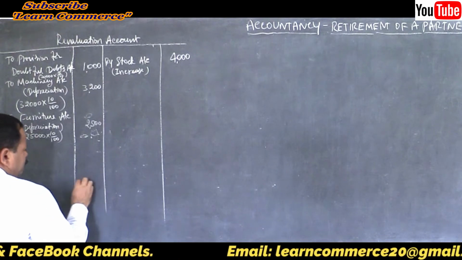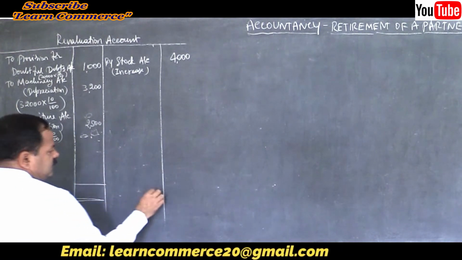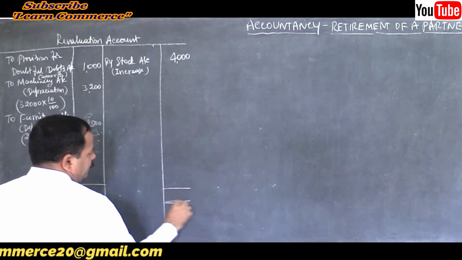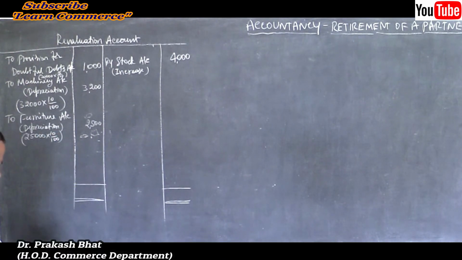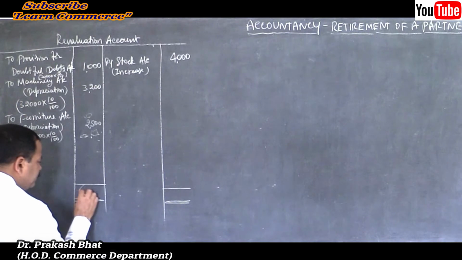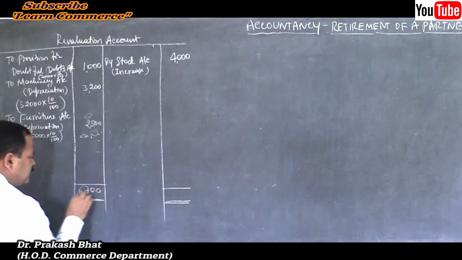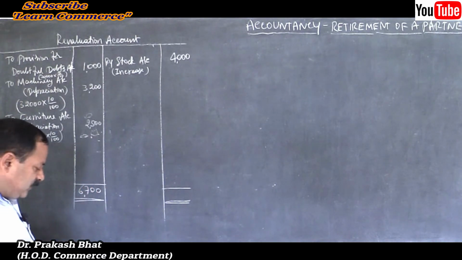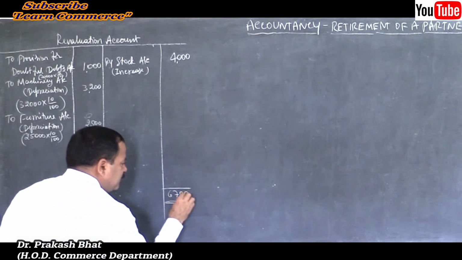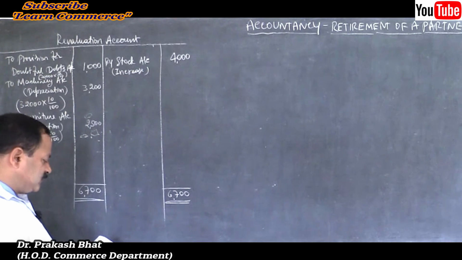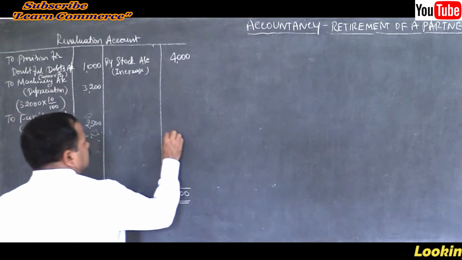Now see which side is greater and find out whether there is profit or loss. There is a loss. Debit side is greater. Debit side total is 6,700, isn't it? Write the same total on the other side, 6,700. Find out the difference, 2,700.